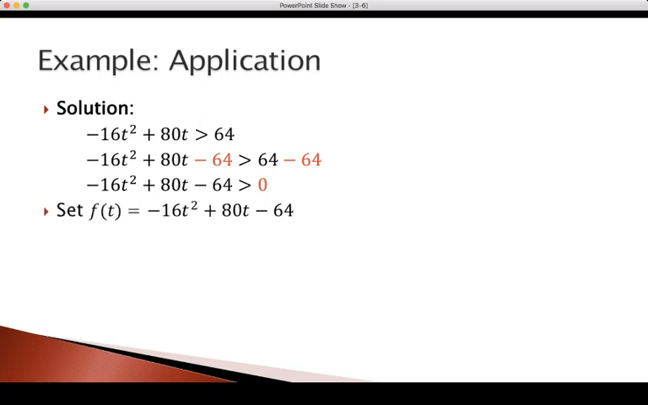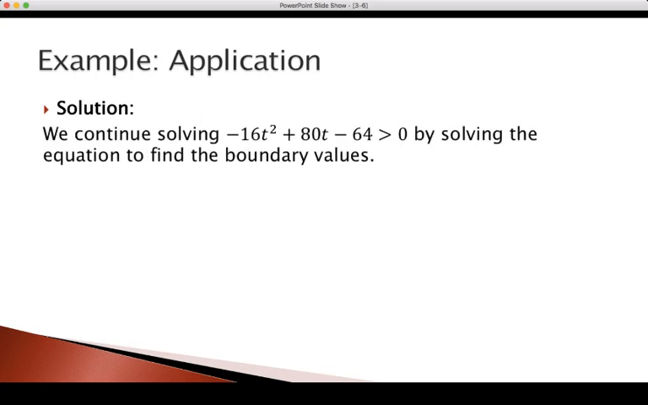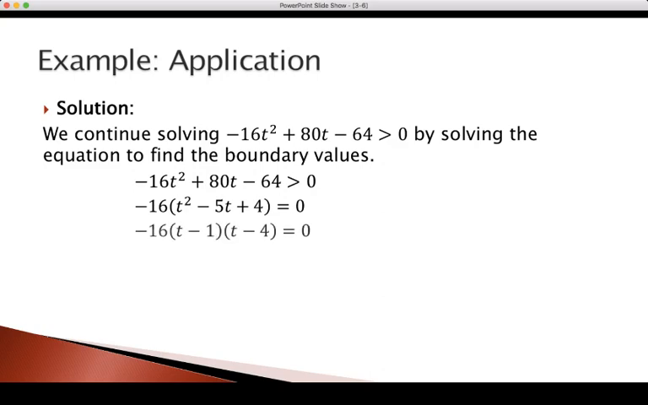So set f of t equal to negative 16t squared plus 80t minus 64, and then we need to set it equal to 0. This first line here is just reiterating the inequality we wish to solve. We need to set it equal to 0 and recognize that negative 16 is common to each term in the polynomial. So we can go ahead and pull that out and just divide that through, or we can just leave it there. And so we have negative 16 times t minus 1 times t minus 4 is equal to 0.